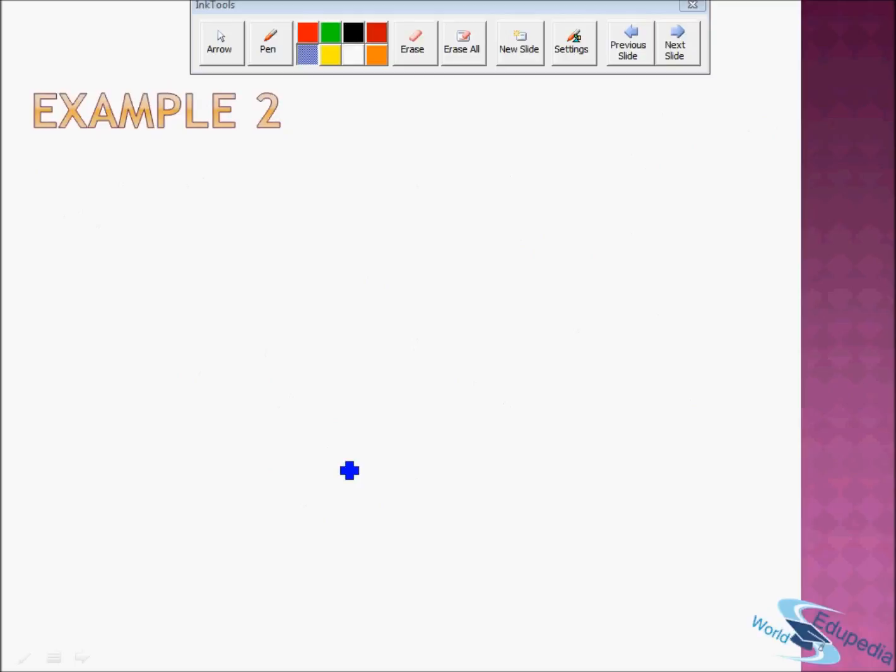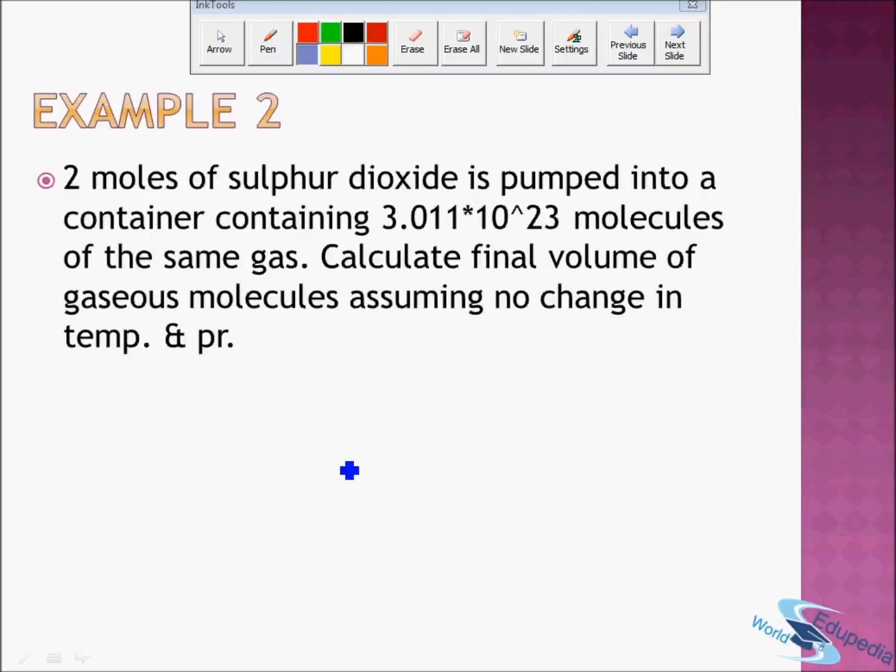Okay. So in the next example, you have 2 moles of sulfur dioxide. First, what is sulfur dioxide? Molecular formula of sulfur dioxide is SO2. Alright, so you have 2 moles of sulfur dioxide. So 2 moles of SO2 is pumped into a container containing these many molecules of the same gas. You have to calculate final volume of gaseous molecules assuming no change in temperature and pressure.